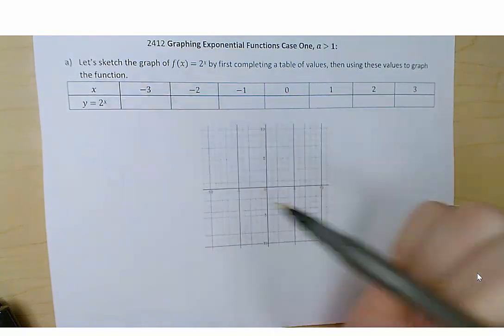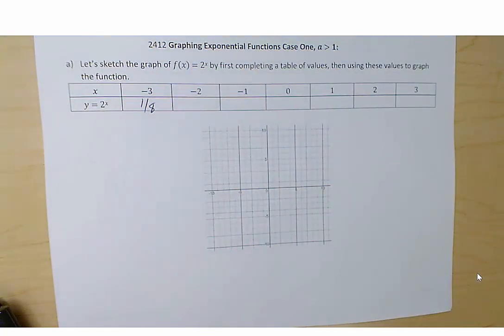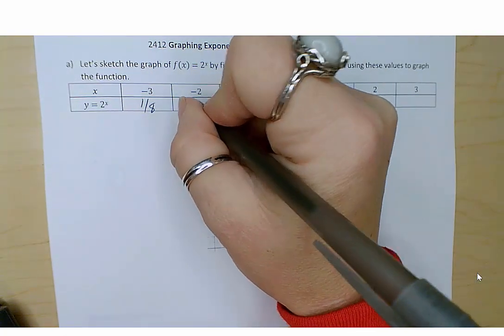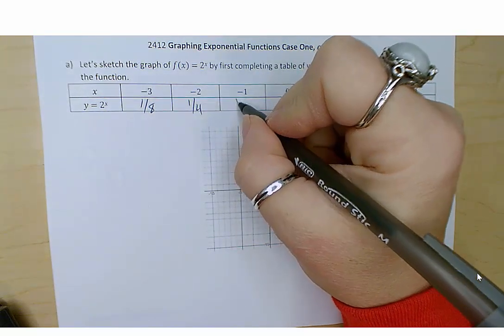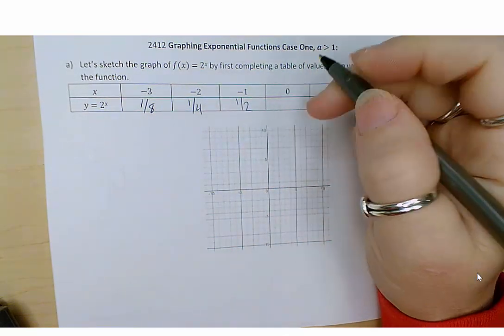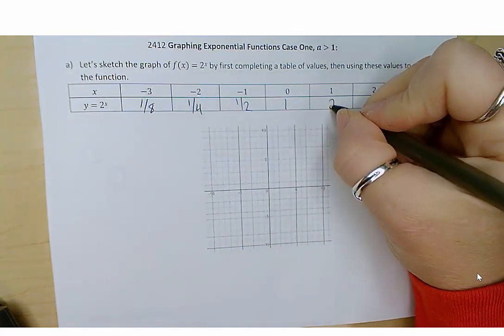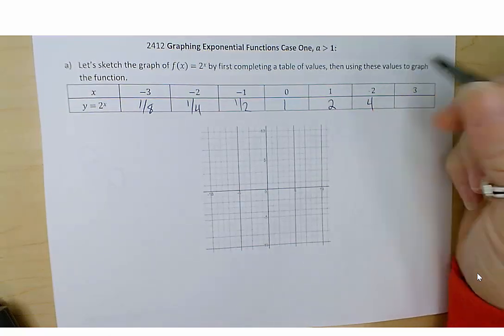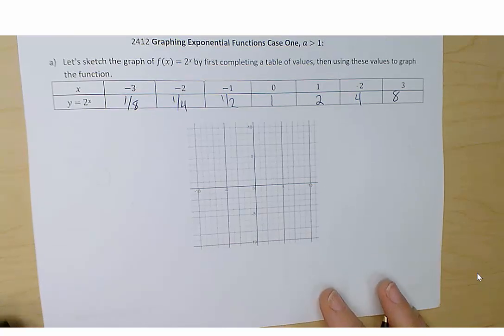So if we plug in a negative 3 here for x, 2 to the negative 3 is a 1/8. 2 to the negative 2 would be a 1/4. 2 to the negative 1 would be a 1/2. Anything to the 0 power is a 1. Well, 2 to the first is a 2. 2 squared is 4. And 2 cubed is 8.